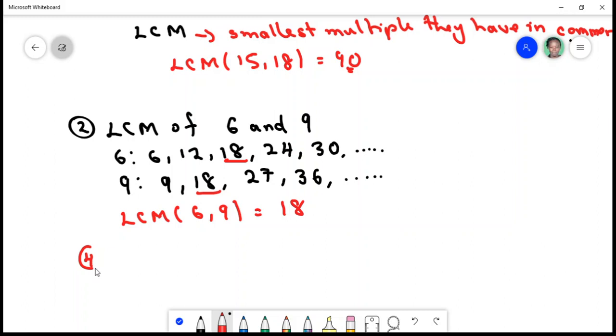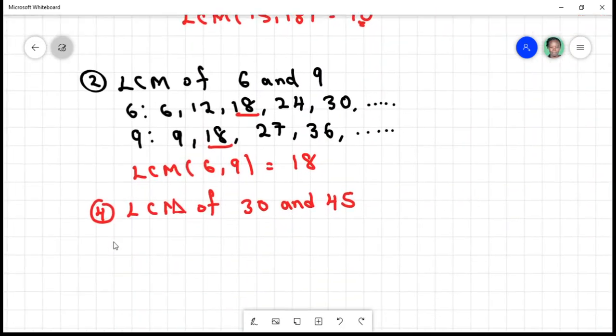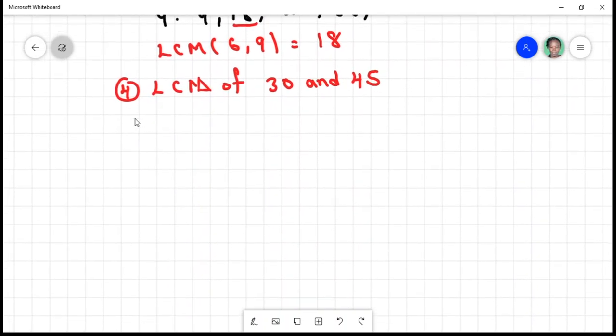Another example, let's find the LCM of 30 and 45. Now, let's pause our video and try that on our own, and let's see the results you get.